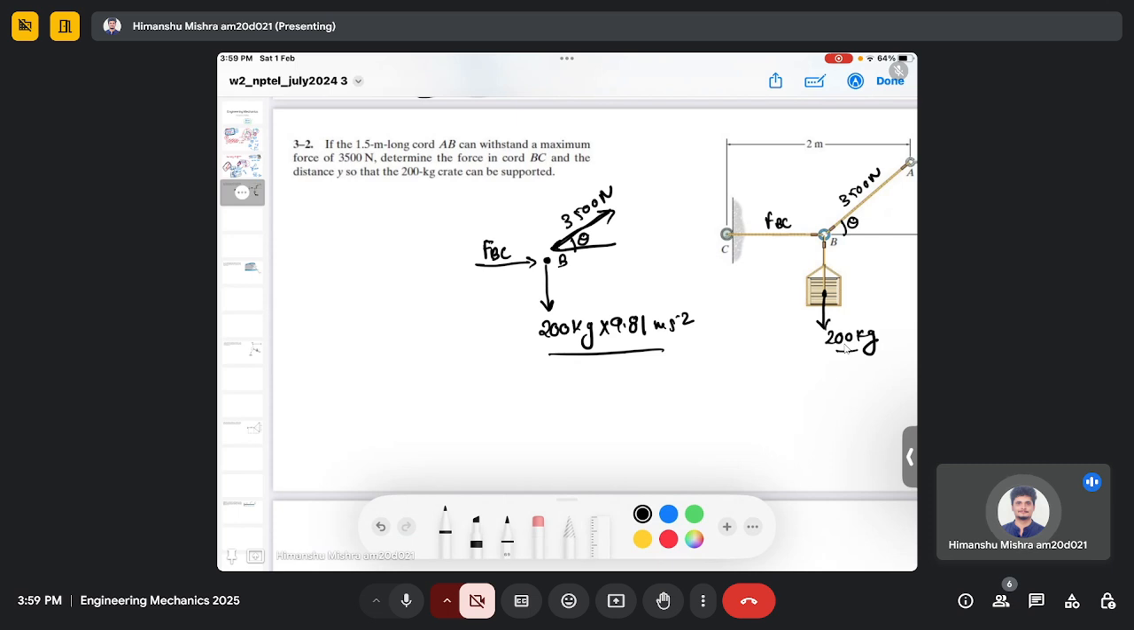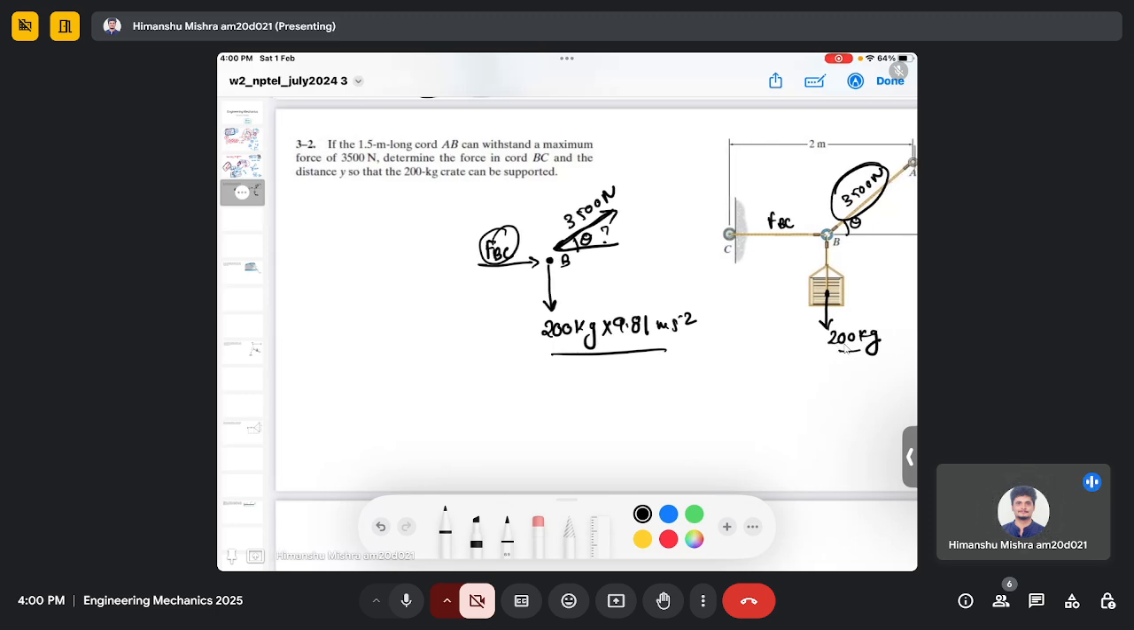Right, so we gather all the forces in our diagram, so we know the information of all the forces here, and there are two unknowns in this free body diagram. The first unknown that we need to calculate is the force at BC, and the second unknown is theta, because this theta is required to calculate the force at BC, as we need to consider the components of this force in the x and y directions, right?